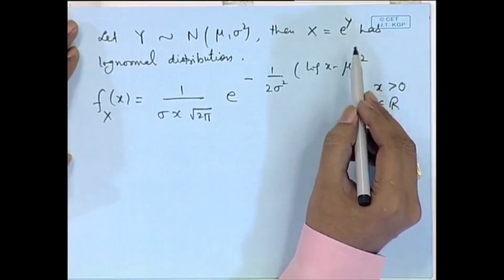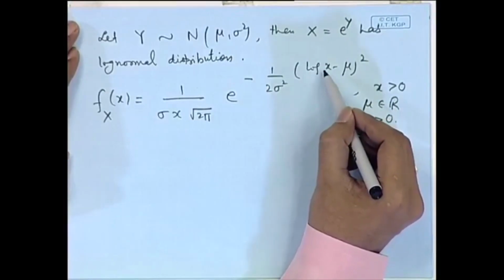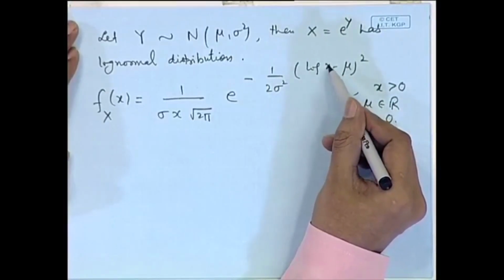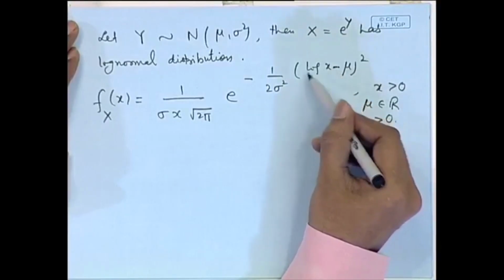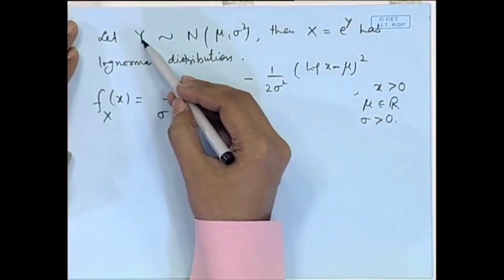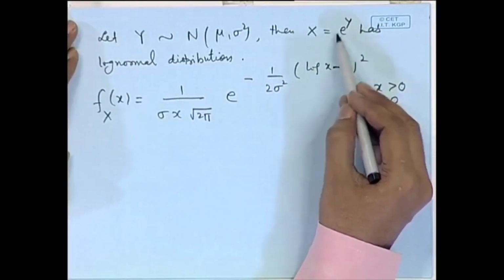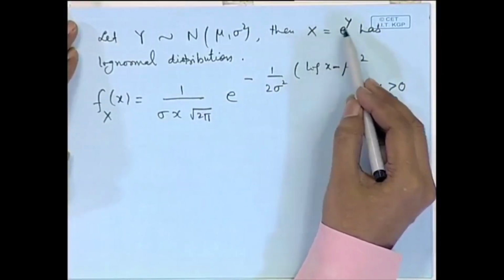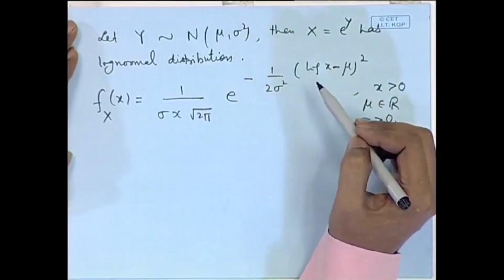The necessity of this kind of distribution can be understood like this: many times X observations may be very large and log X observations may be useful. On the other hand, if Y observations are very small, then e to the power Y observations may be of a reasonable size. So, if we take e to the power Y, that will have a log normal distribution.